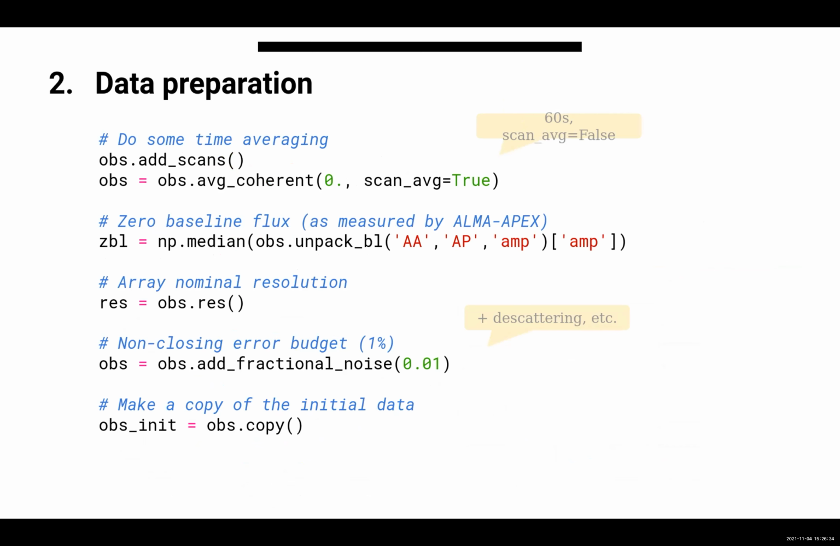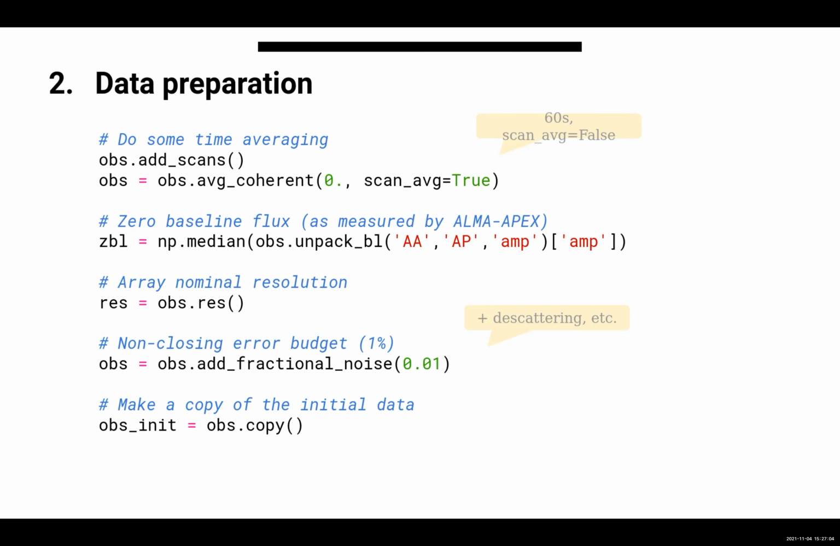We will not do 60-second averaging or some other time interval like we usually do when we do imaging. But this data set, as I said, is rather a simple one, so scan averaging is fine. Then there is another quantity that's very useful for imaging with ngEHT, which is the zero baseline flux, which can be measured as the median value measured by the intra-site baseline, like ALMA-APEX.